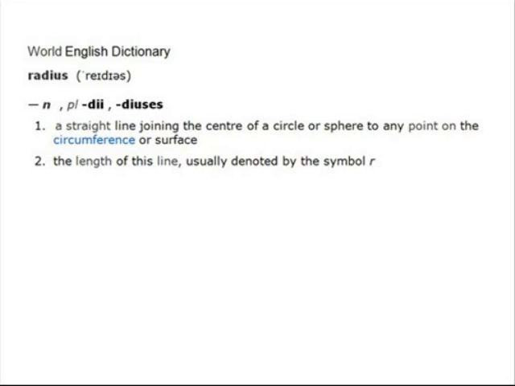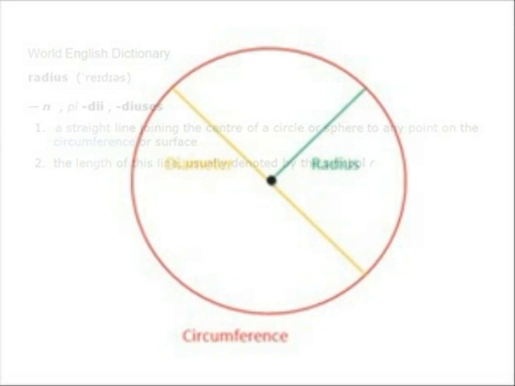Radius: a straight line joining the center of a circle or a sphere to any point on the circumference or surface. The length of this line usually denoted by the symbol r. The radius is a straight line connecting the center with the outside of a circle. This formula is going to be hard to use as I don't know exactly where the center of my pool is, but sometimes you will need it depending on the job you want to get done.